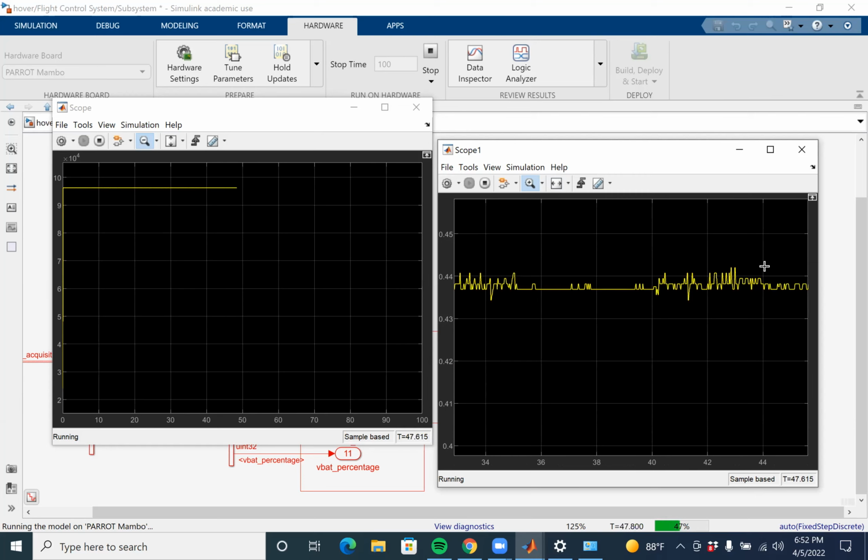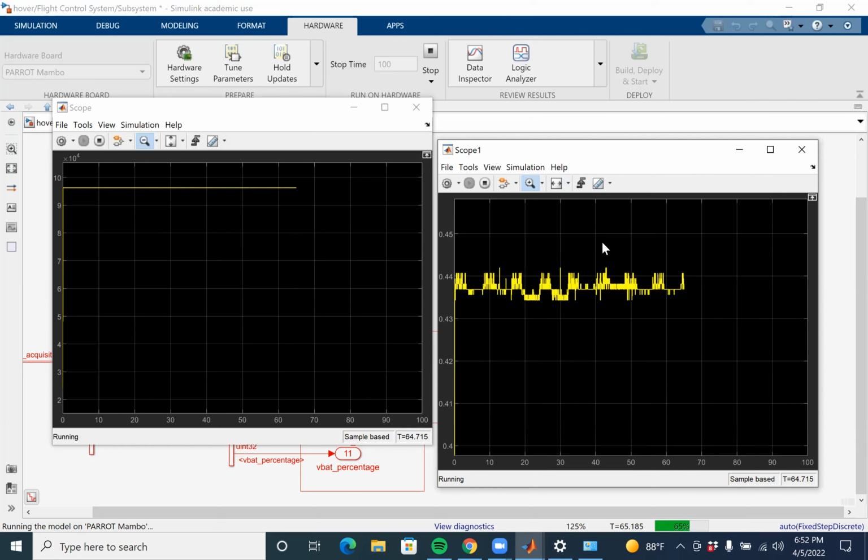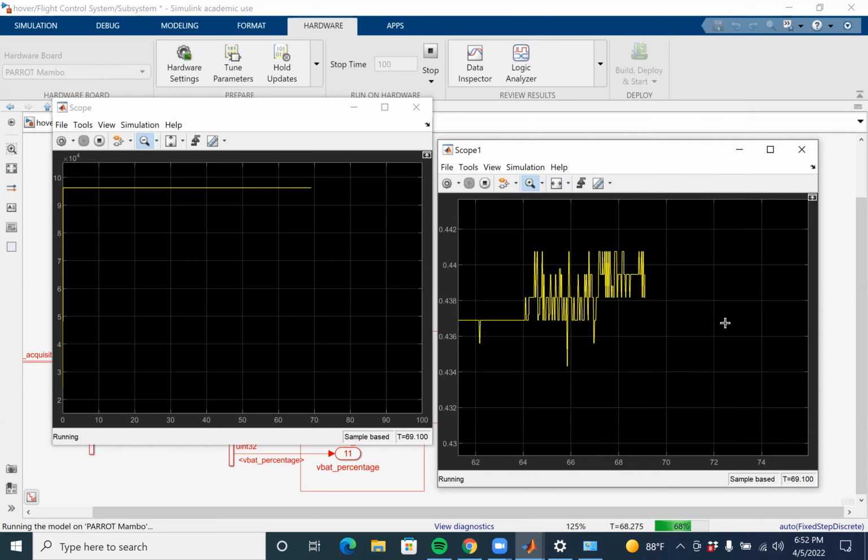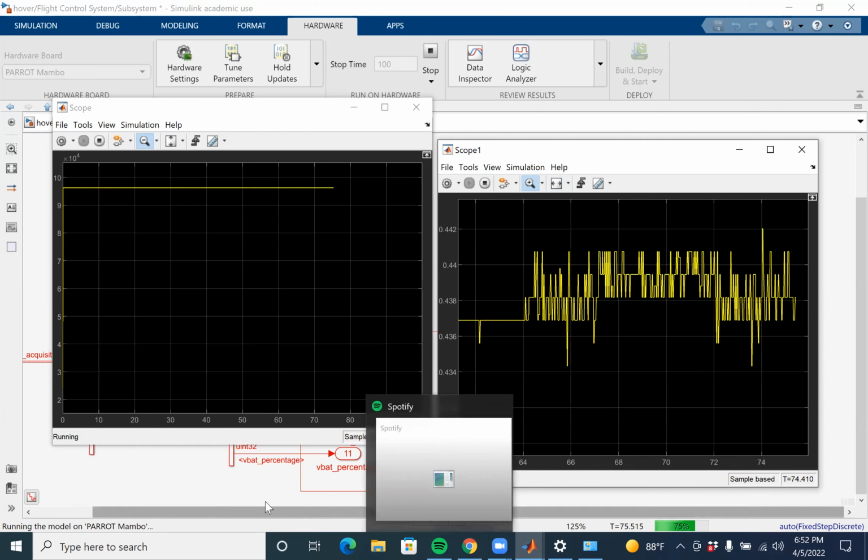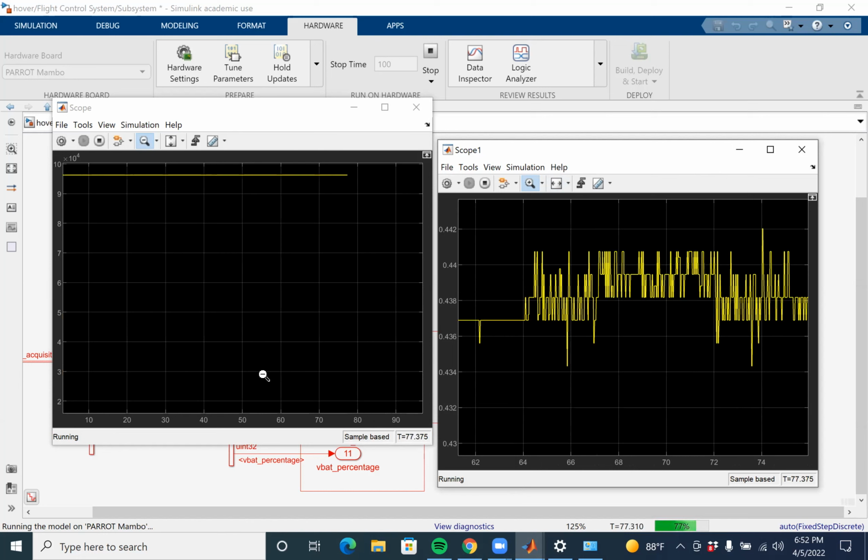So which kind of tells me somewhere 0.44, 0.45. Clearly, this is not calibrated. So 0. Let's see what value do I have. Okay, still it is noisy. So what I'm going to do is I'm going to increase my moving average filter.